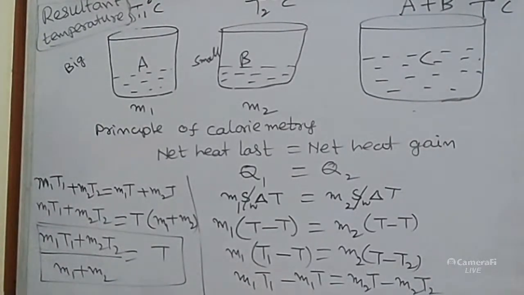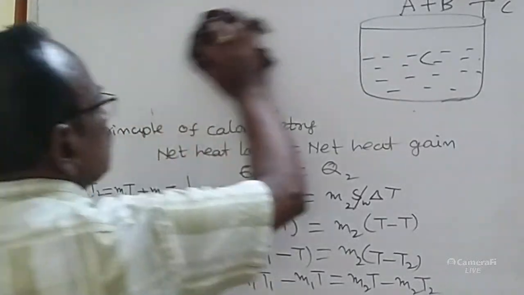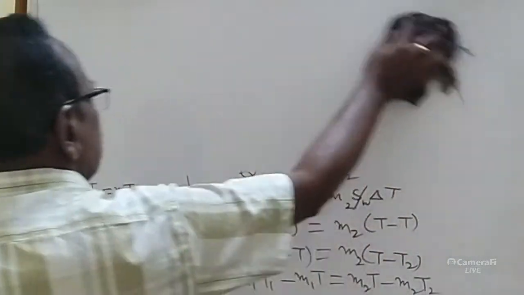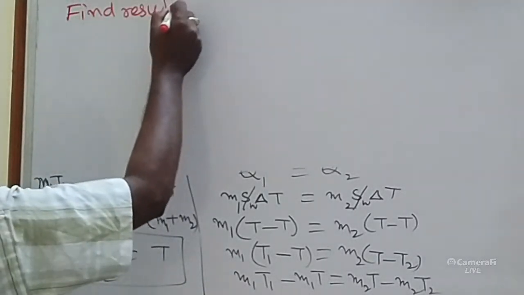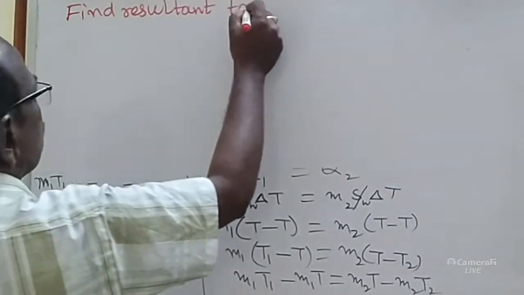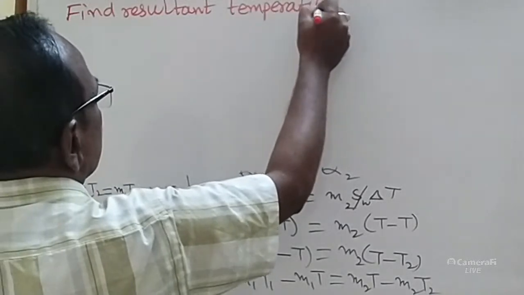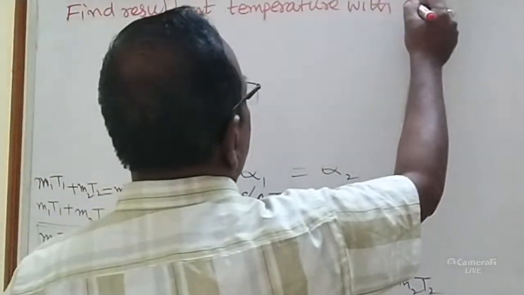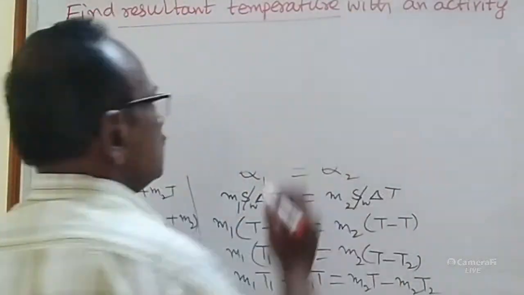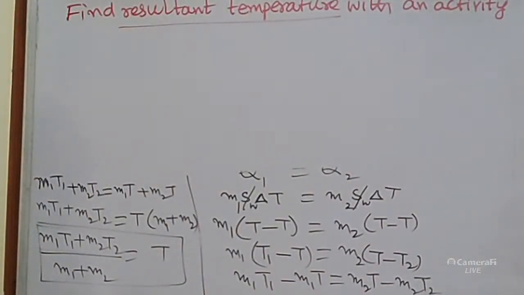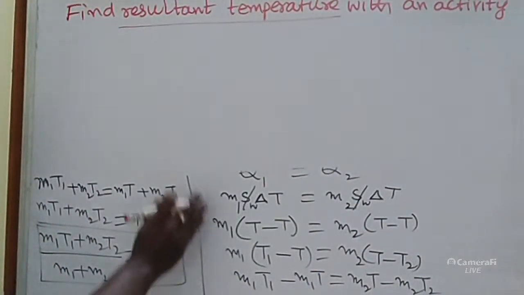So this one is complicated, you can see it once more, nana. This one is very important. How can you find the resultant temperature with an activity? Find the resultant temperature with an activity. So this is the question. So here you can observe first of all.